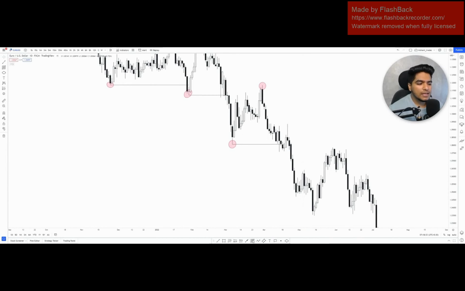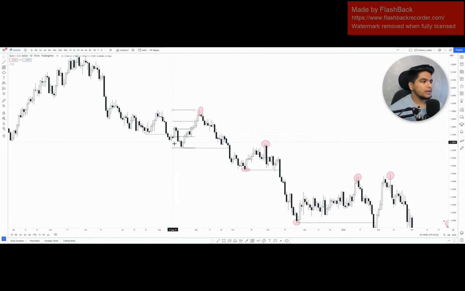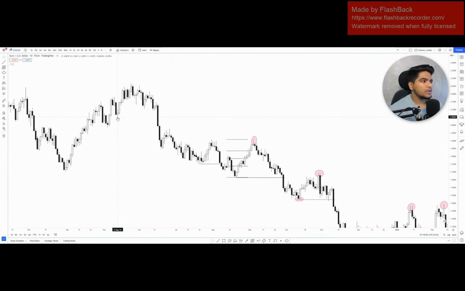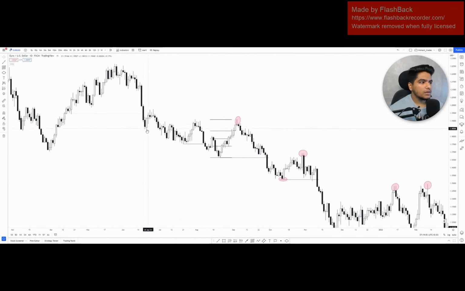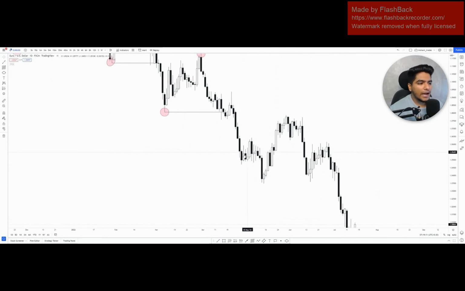Okay. So that's the reason our swing leg is from this to this. Now you might be wondering why not this? The reason is the same. Look at the way it is formed. It is just consolidating. There is no valid pullback, like just in case like this, like this, or even this. So here prices are just consolidating in a tight range. It is not a valid pullback if you see.